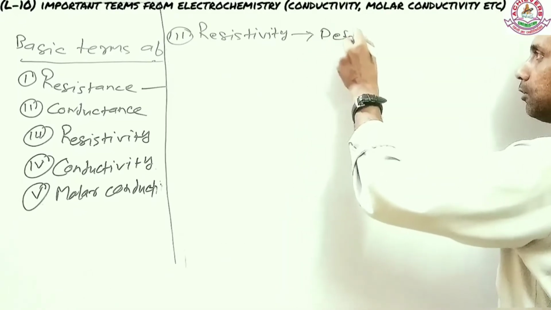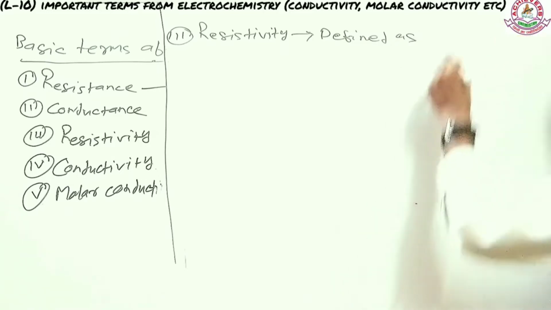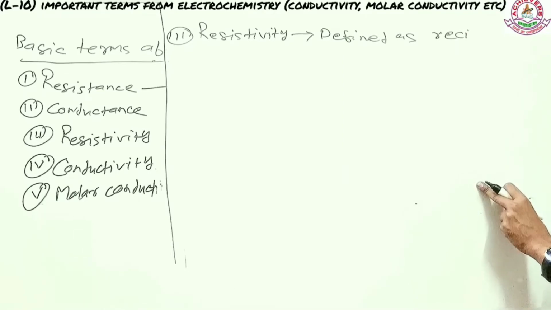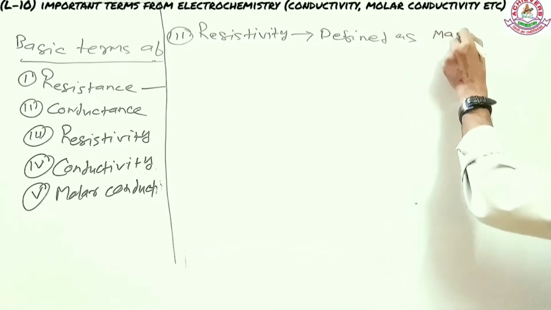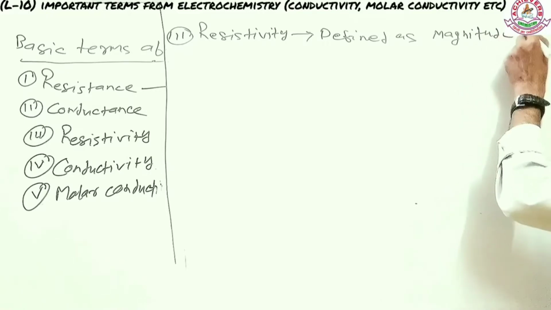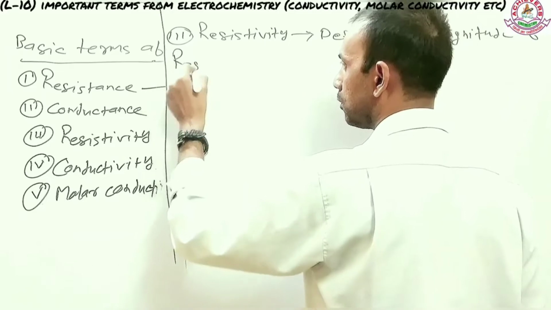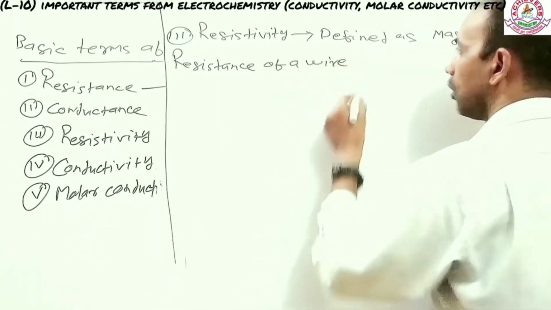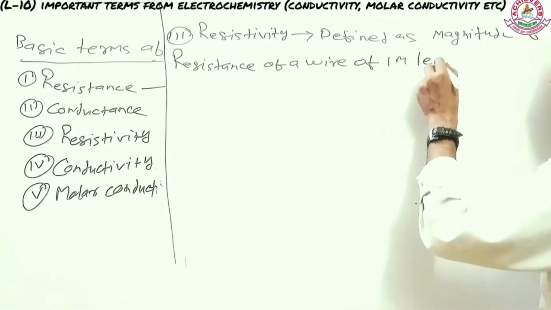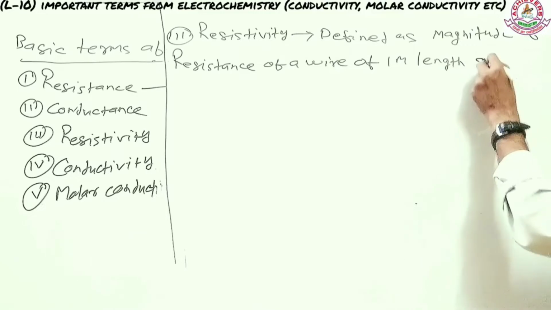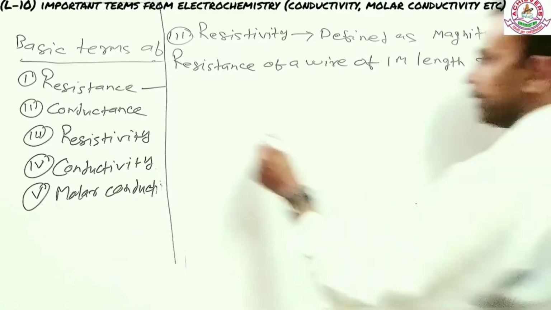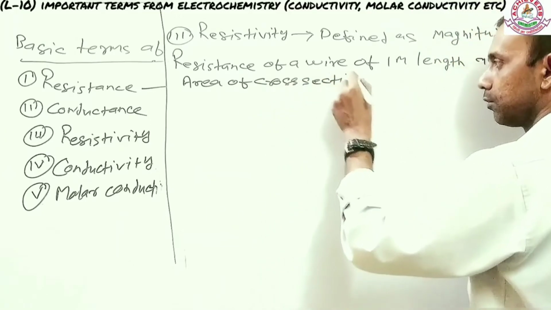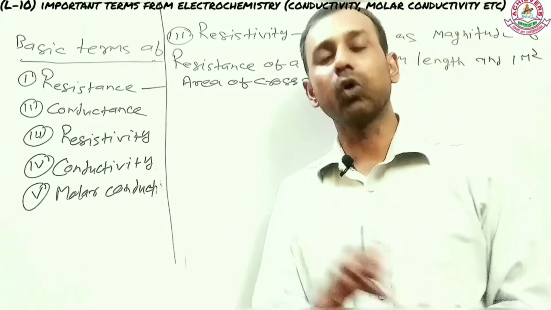Resistivity is defined as the magnitude of resistance of a wire of 1 meter length and 1 meter square area of cross section. What does that mean? Resistivity is a constant of proportionality.